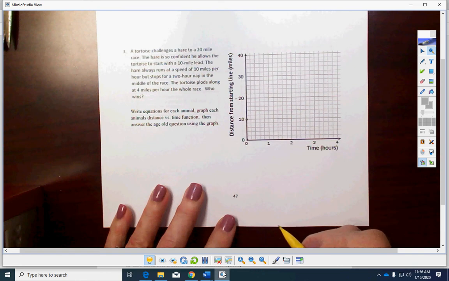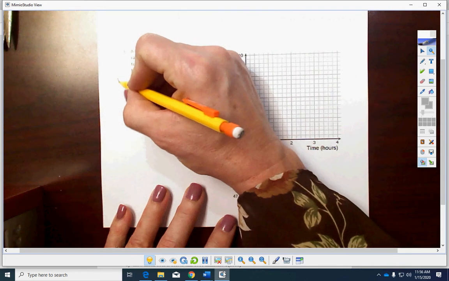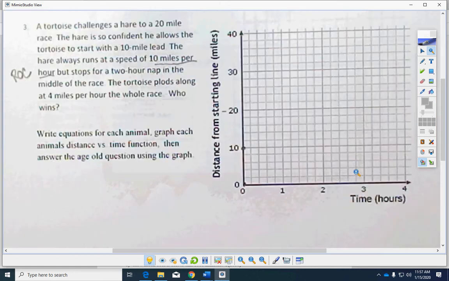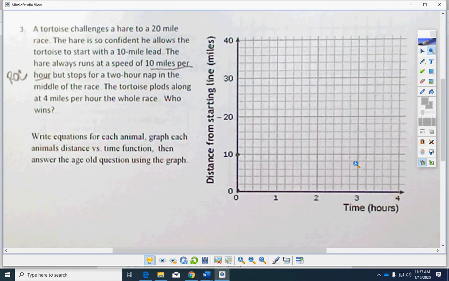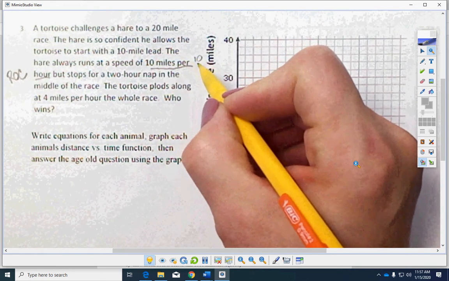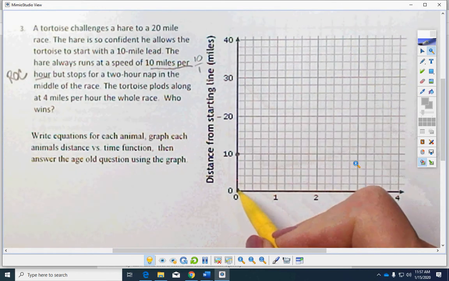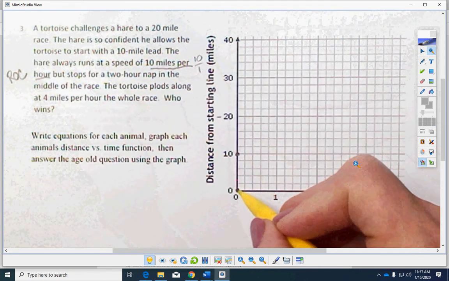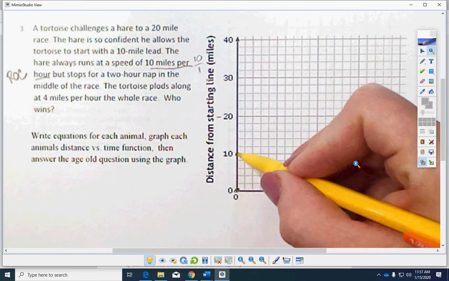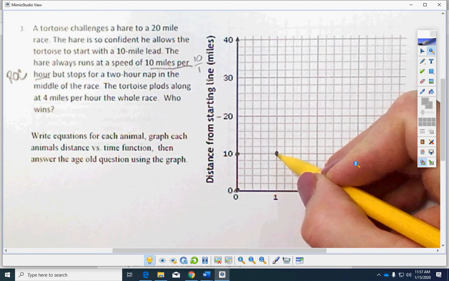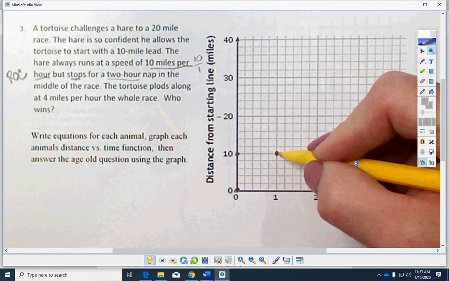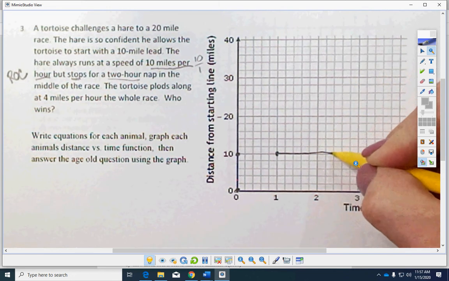The hare always runs at a speed of 10 miles per hour. So 10 miles per hour, this is my rate of change. So it's like we're going up 10 over 1. Be careful with what your scale looks like, though. Be careful when you're going up 10 over 1. So if we're talking about the hare starts at 0, and he goes 10 miles in 1 hour. But he stops for a 2-hour nap, which means this distance stays right where it was for 2 hours.